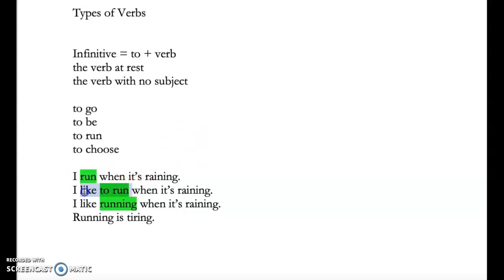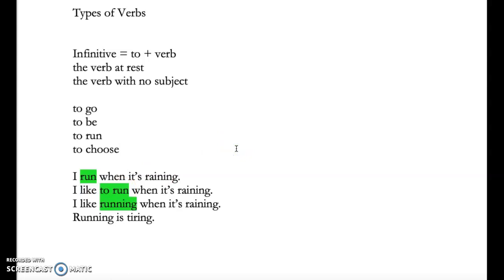Notice that you can keep the verb in the infinitive if you add another verb connecting it to the subject. So you wouldn't say I to run. That wouldn't sound right. But you can say, I like to run. And then we've linked a verb to the subject, even though the verb is in the infinitive.